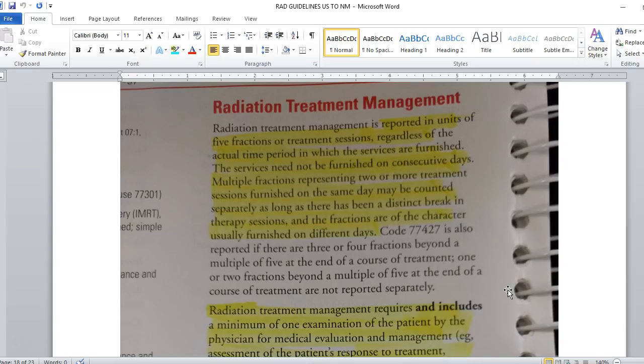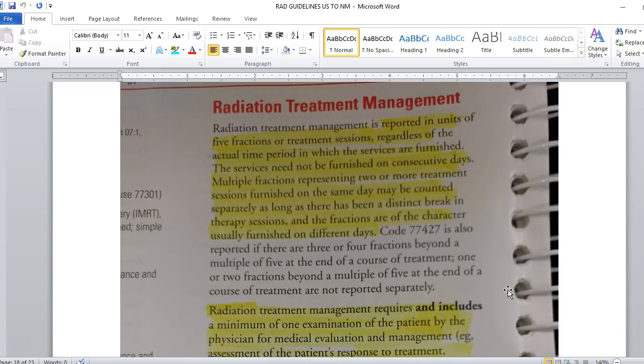So radiation treatment management is reported in units of 5 fractions or treatment sessions, regardless of the actual time in which the services are furnished. The services need not be furnished on consecutive days. Multiple fractions representing 2 or more treatment sessions furnished on the same day may be counted separately as long as there has been a distinct break in therapy sessions and the fractions are of the character usually furnished on different days.